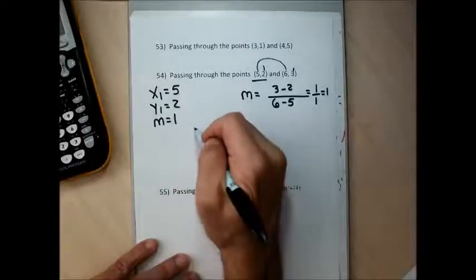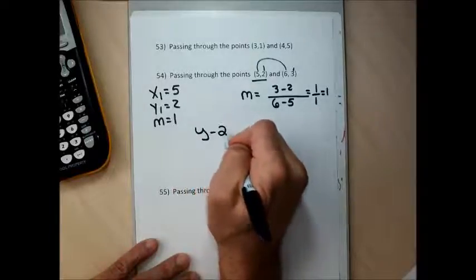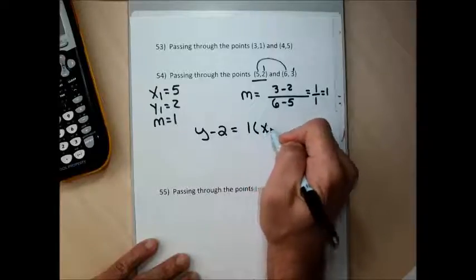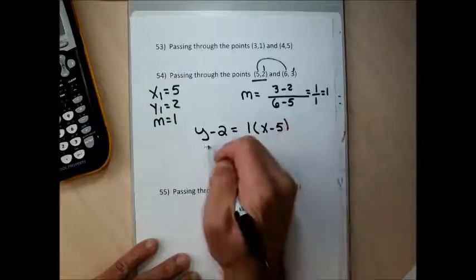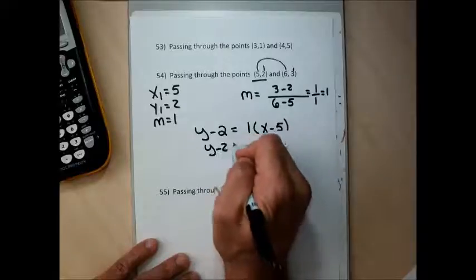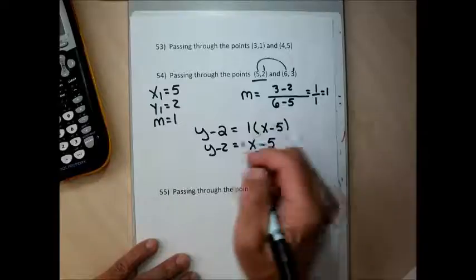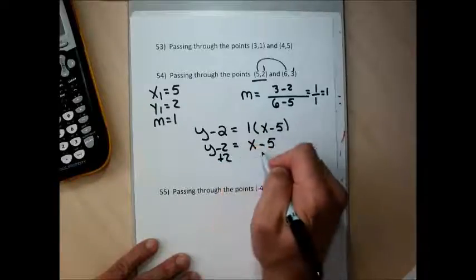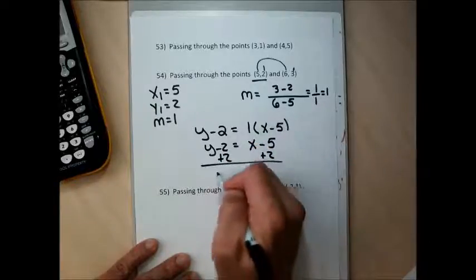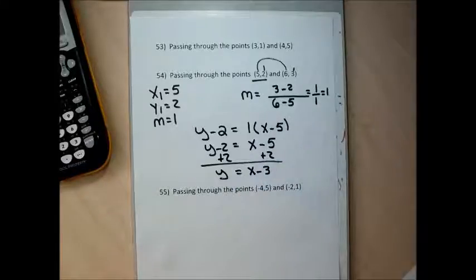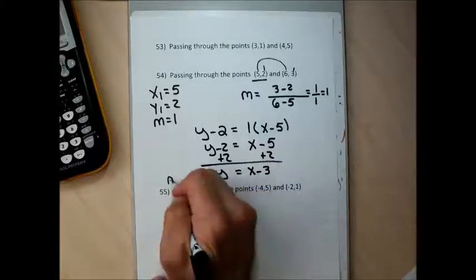And now I'm going to go y minus y1, which is y minus 2, equals m, which is 1, times x minus 5. This is going to give me y minus 2. Now on the right side, I can just drop my parentheses because anything times 1 is itself. Now I'm going to add 2 to both sides. It's going to give me y equals x minus 3. And that's my answer for 54.